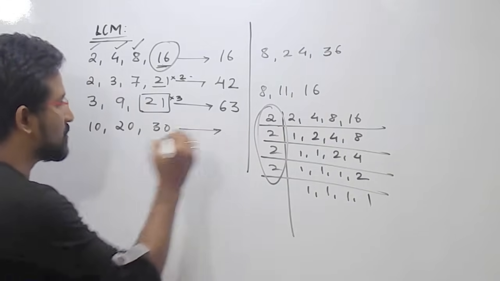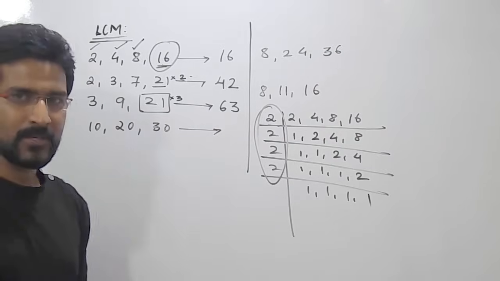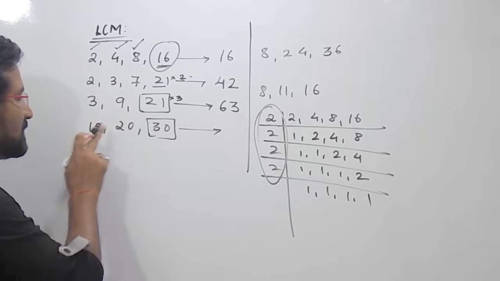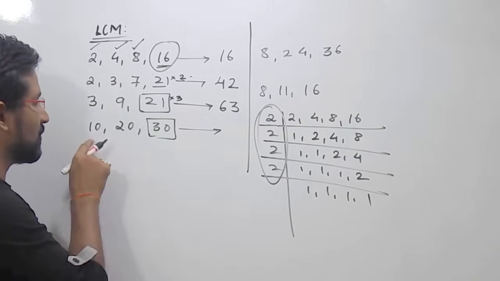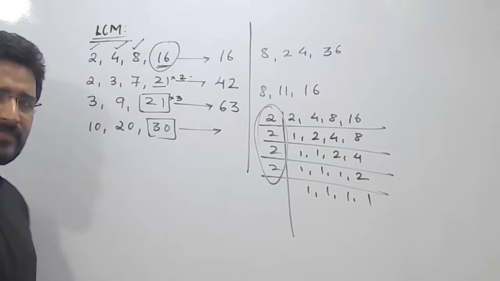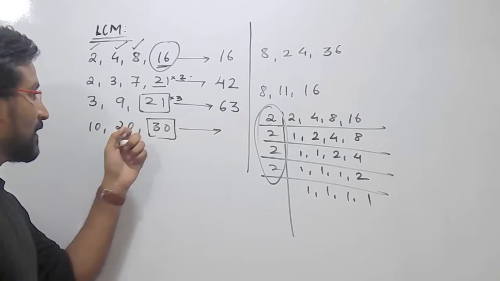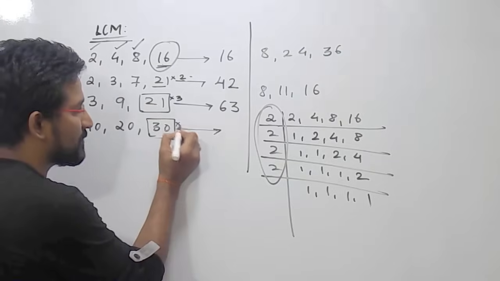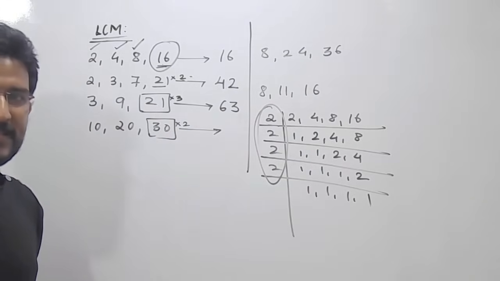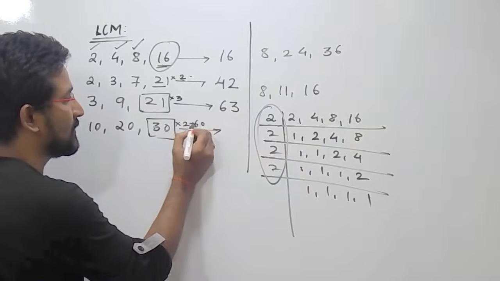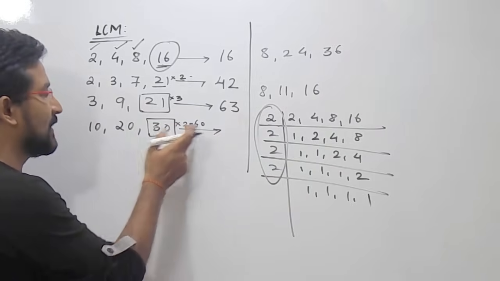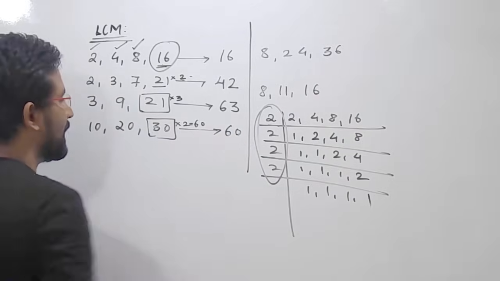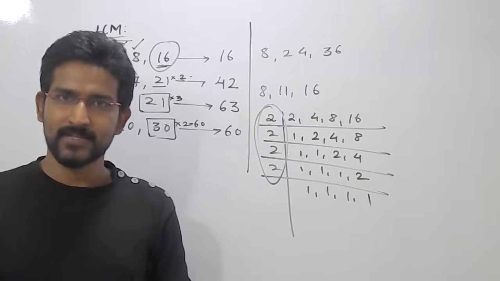Now the next one, 10, 20 and 30. The biggest number here is 30. We check whether the remaining numbers are divisors or not. 30 is divisible by 10. 30 is not divisible by 20, so we are going to multiply this by 2. 30 into 2 is 60. Now 60 is divisible by 20, yes, and 60 is also divisible by 30. So the LCM of 10, 20 and 30 is nothing but 60.